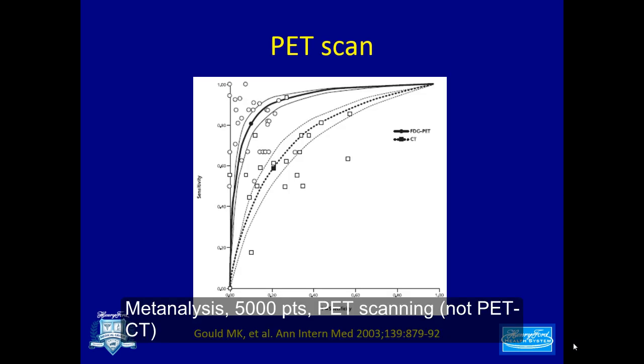So let's talk about a PET scan. Different studies have been done, reviews of different either retrospective or prospective studies. This is a meta-analysis with more than 5,000 patients with a PET scan. It really shows a sensitivity of 85% for lung cancer and a specificity of 90.